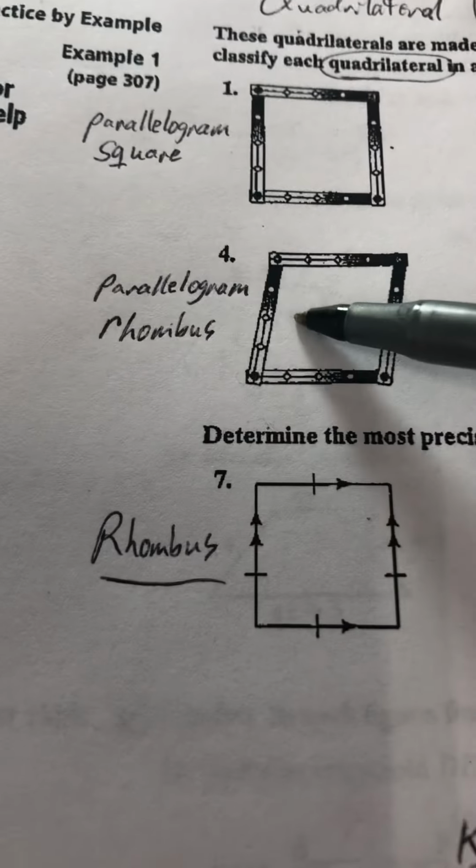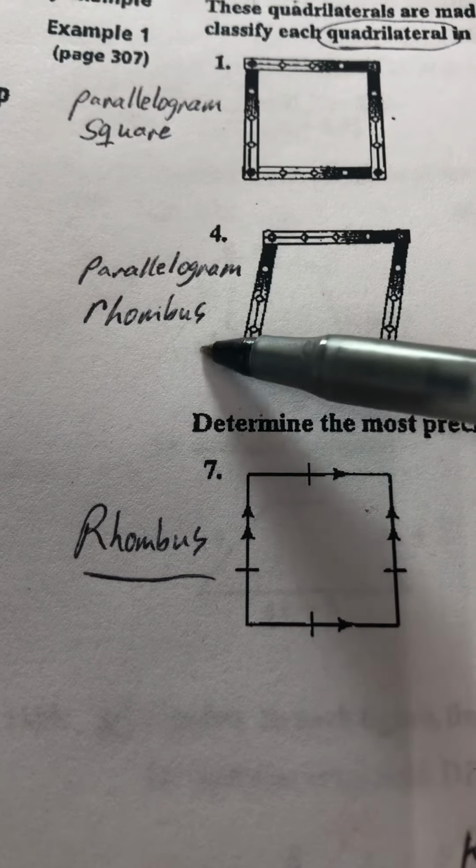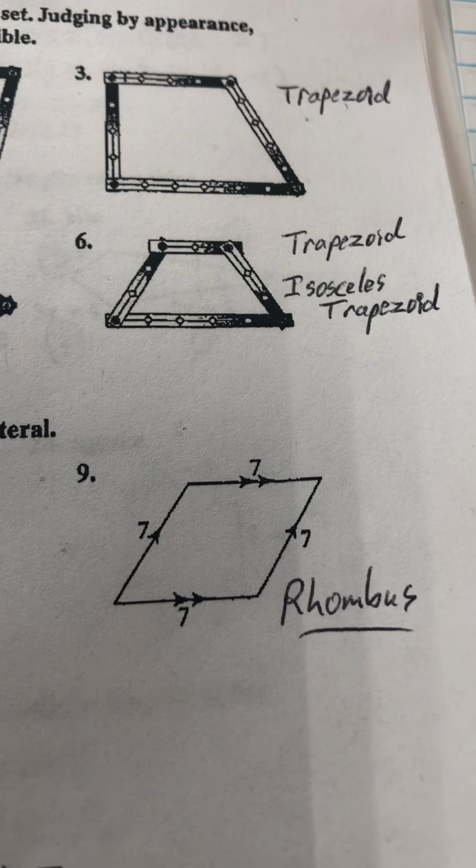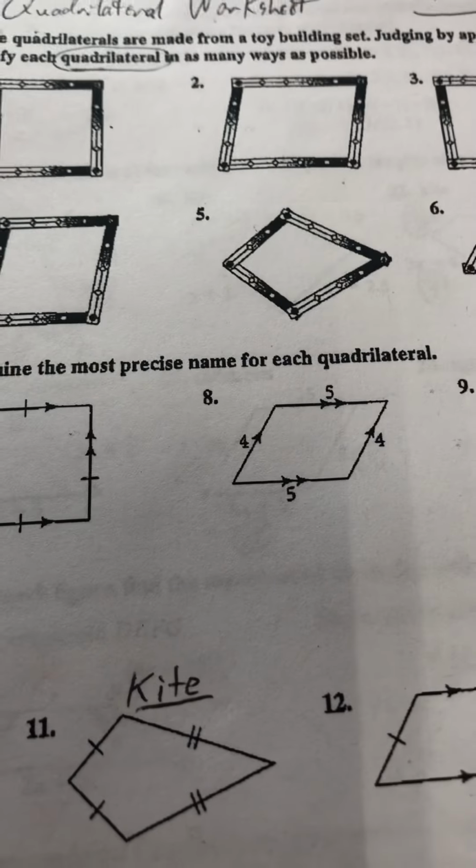For number four, parallelogram and rhombus. Okay. And for number six, trapezoid, isosceles trapezoid. Number five, you're going to want to put kites.